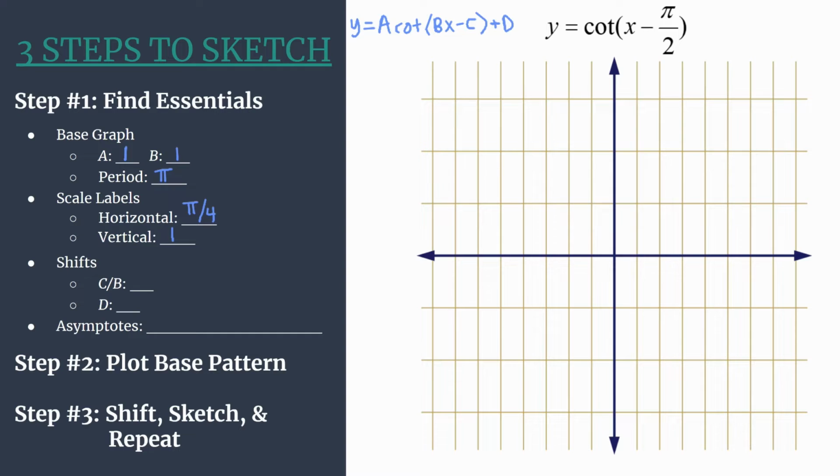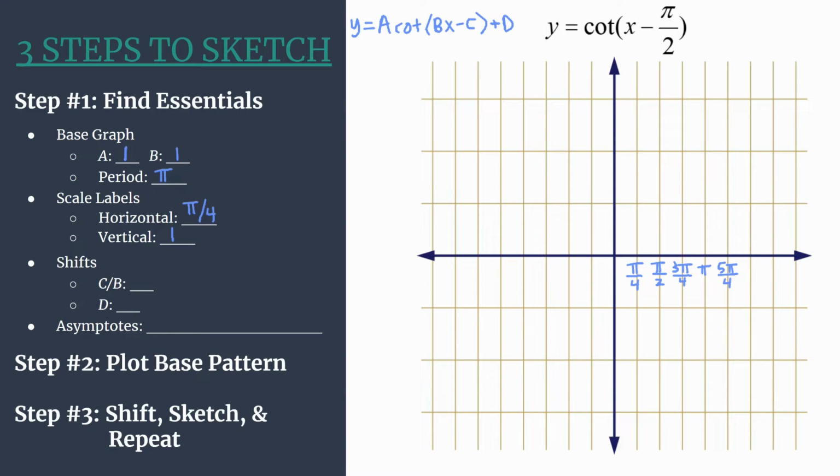Start with the horizontal axis, counting by 1 pi over 4. So we have 1 pi over 4, 2 pi over 4 reduces to pi over 2, 3 pi over 4, 4 pi over 4 reduces to pi. All right, take a quick pause here. This 4th tick mark to the right should match your period, and it does, so we are on the right track. And we'll keep labeling all the way to the end of our grid.